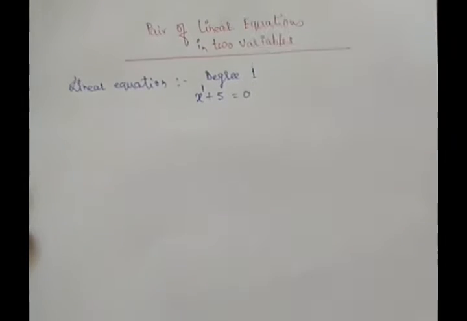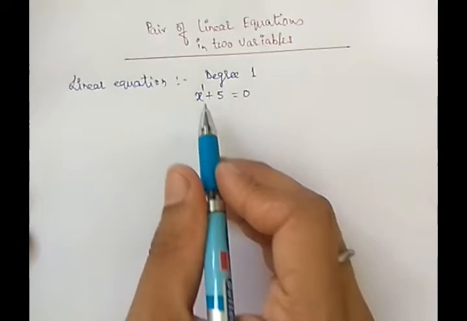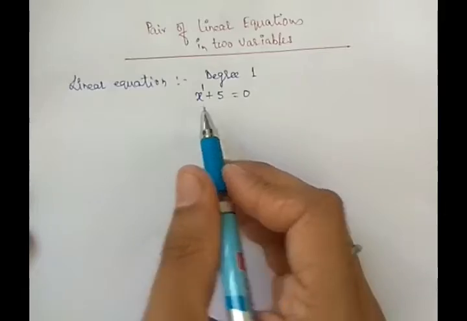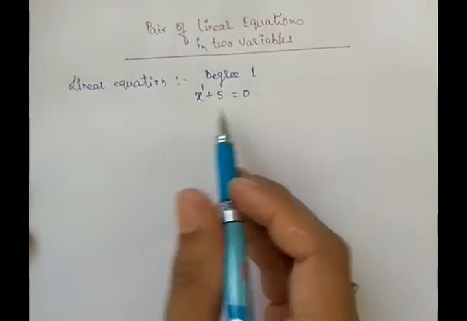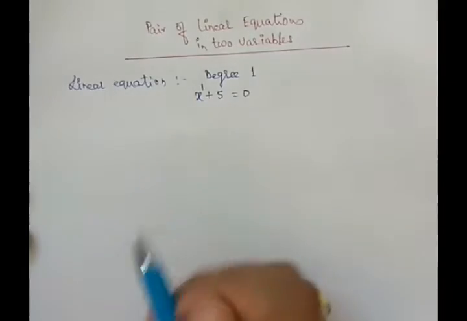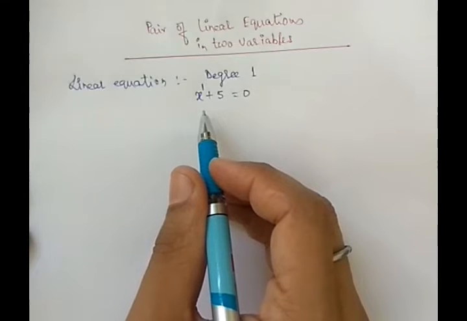Then we will say degree 1 means the maximum power of the variable. So what is the power of the variable here? That is 1. So degree is 1. So whenever we are talking about the linear equation, we are talking about a 1 degree equation. Now this is the linear equation in one variable.